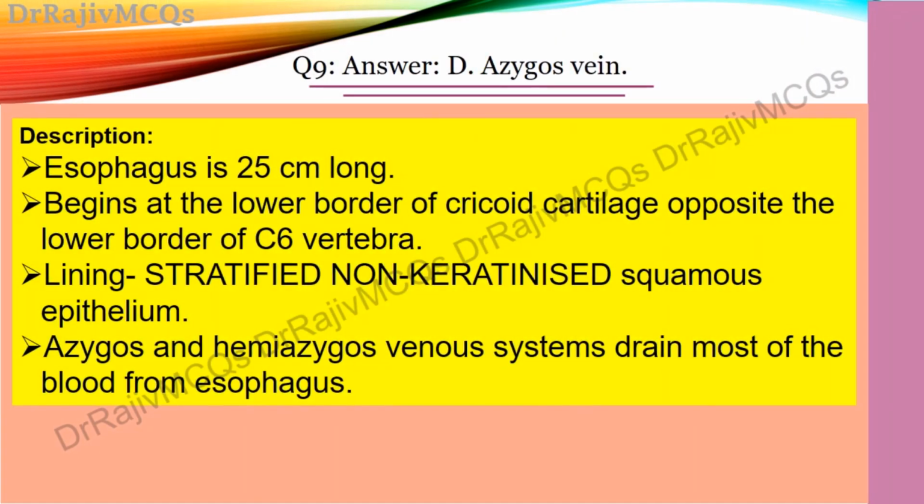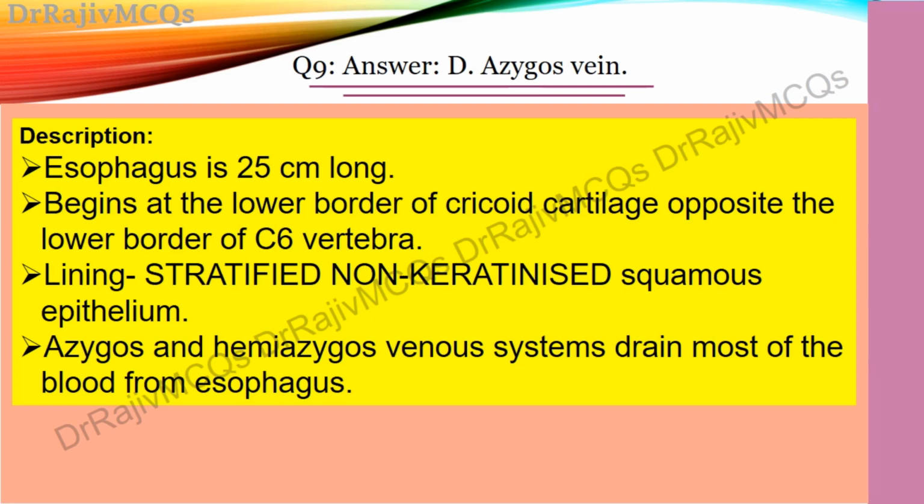The correct answer in question number 9 is option D. The esophagus is a 25 cm long muscular tube. It begins at the lower border of cricoid cartilage, opposite the lower border of C6 vertebra. It is lined throughout its course with a stratified non-keratinized squamous epithelium.